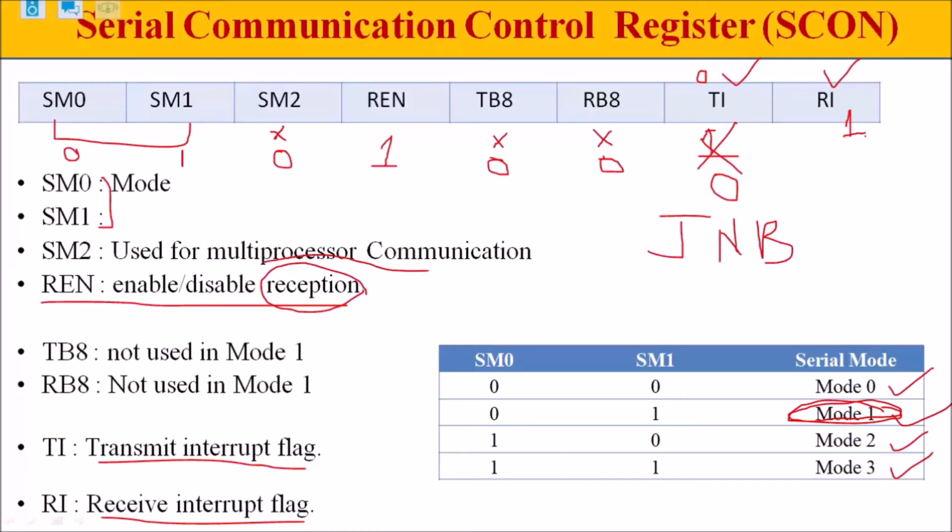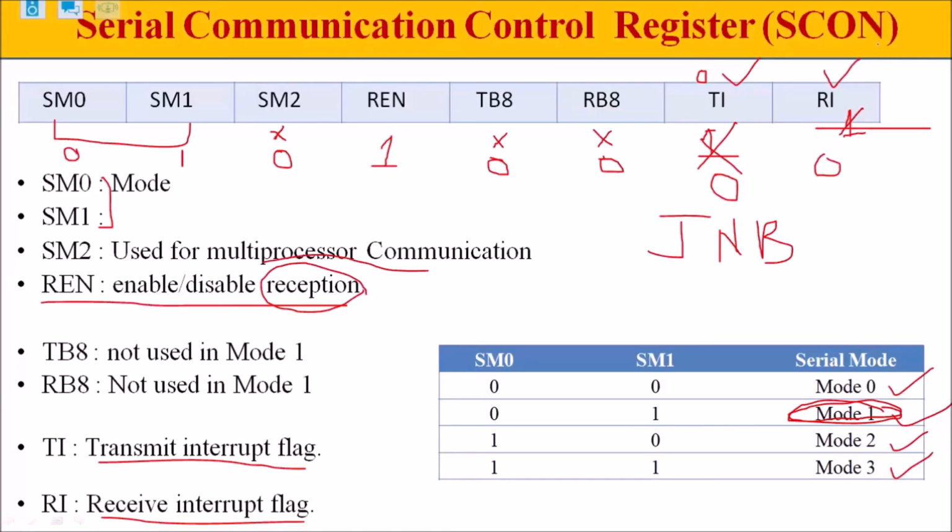So while writing a receiver program, we have to check this bit whether it is 0 or 1. If it is 1, that means data is received. You can read that data from the serial buffer register of the microcontroller. But initially, we are storing 0 here.